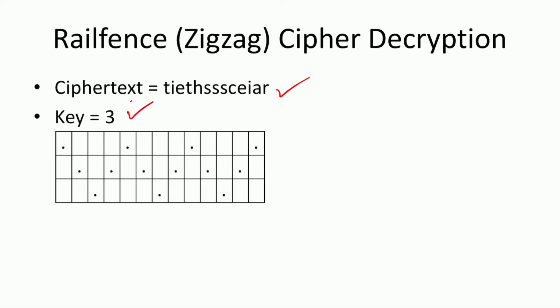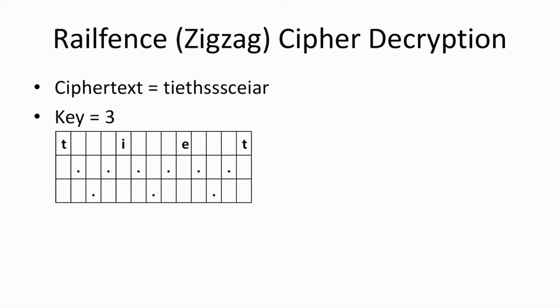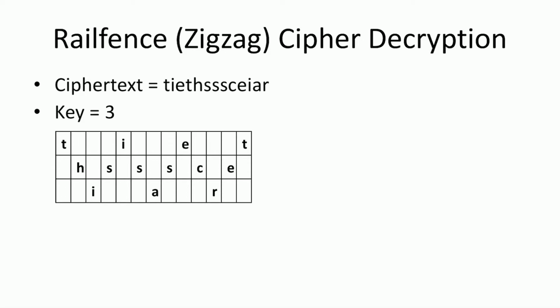Right, so I have plotted these dots here on this grid to show you the zigzag pattern that you're supposed to maintain as you are writing down the ciphertext letters, right? So we will first fill up the first row, then second row, and then third row, but we will only write the letters in these dots, right? So first we will write TIET, and then we are going to write HSSSCE, and then finally we are going to write IAR.